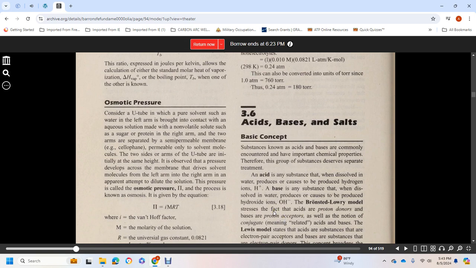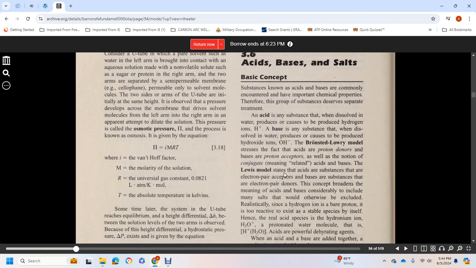Substances known as acids and bases are commonly encountered and have important properties, therefore they are a group of substances that deserve separate treatment. Acids are substances that, when dissolved in water, produce hydrogen ions, positive hydrogen ions. Bases are substances that, when dissolved in water, produce hydroxide ions.